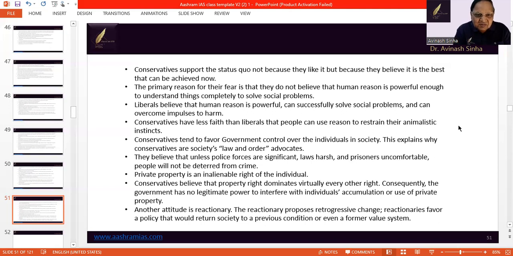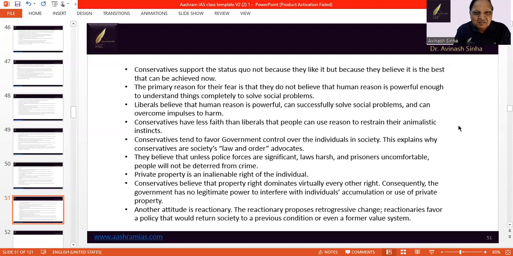The primary reason for their fear is that they do not believe that human reason can take very right decisions. They don't have faith in human reason, conservatives. And they think that reason is not that powerful to understand things completely, to solve social problems. This conservatives do not believe in. This is the reason why they want to stick to a status quo.